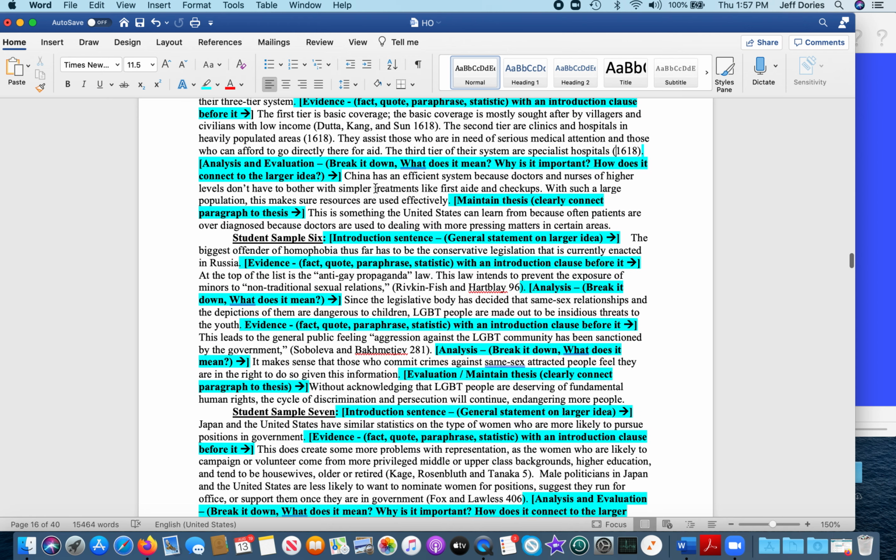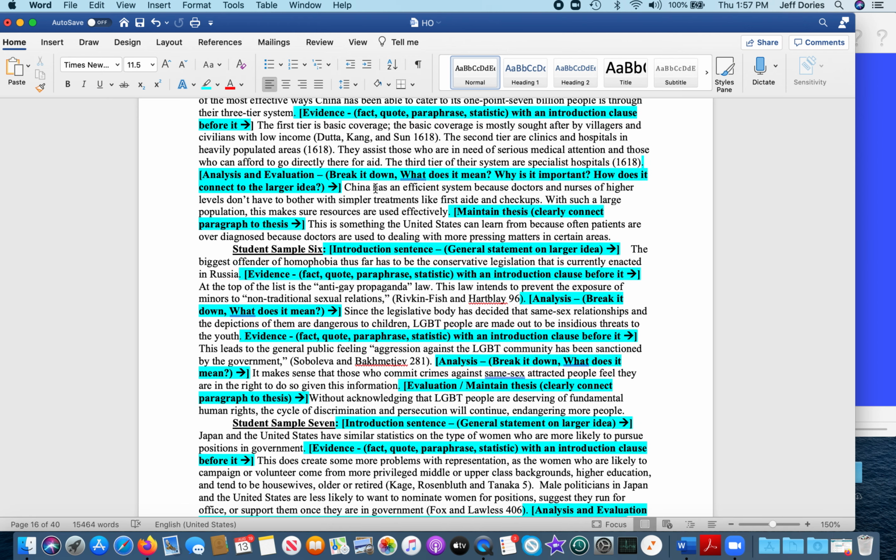So let's see. China has an efficient system because doctors and nurses of higher levels don't have to bother with simpler treatments like first aid and checkup. With such a large population, this makes sure resources are used effectively. Okay, so I would say this analysis starts it. It tells you why the 3-tier system is effective. But it doesn't analyze the differences in between these tiers. It doesn't tell you why that's important. And I think that's vital here.